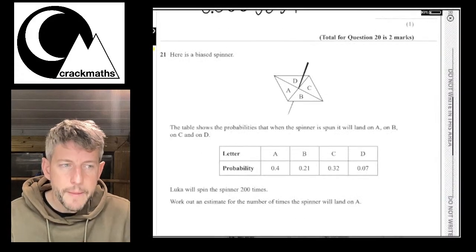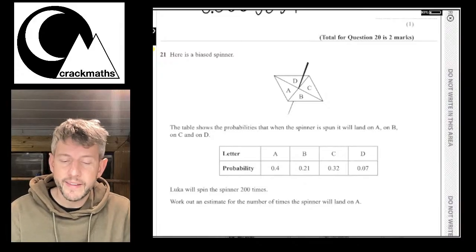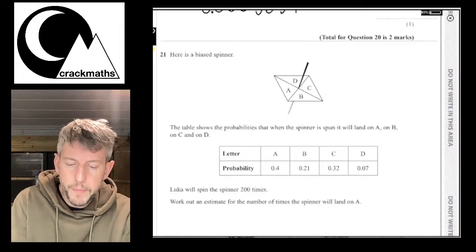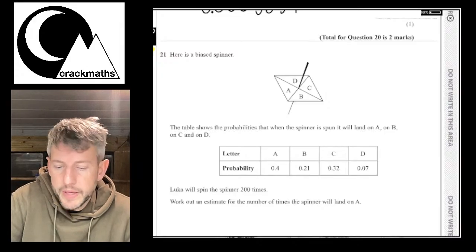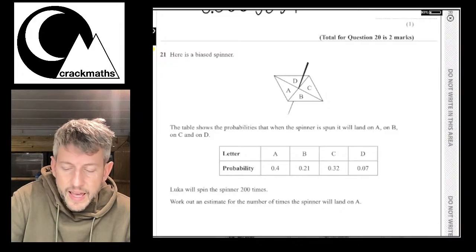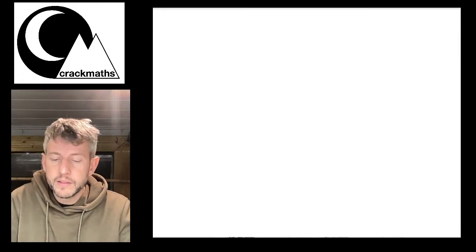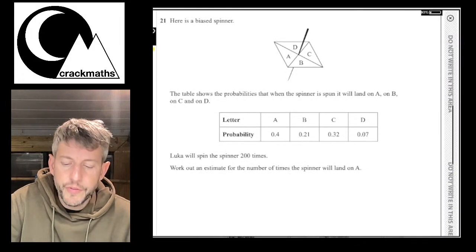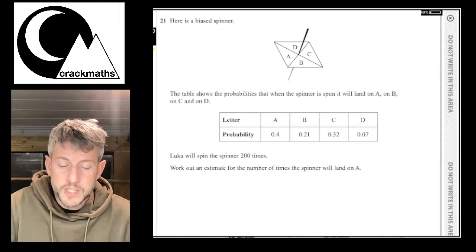Okay, so next one. Here is a biased spinner. Biased means that it favours one number over the others. The table shows the probability that when the spinner is spun, it will land on A, B, C and D. Luca will spin the spinner 200 times. Work out an estimate for the number of times it will land on A.